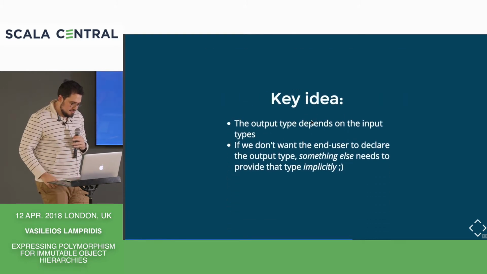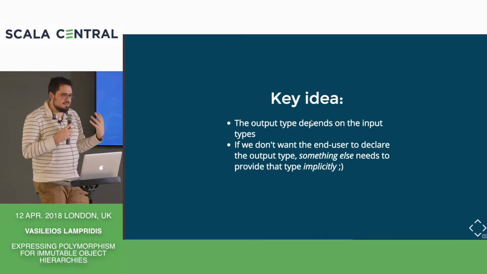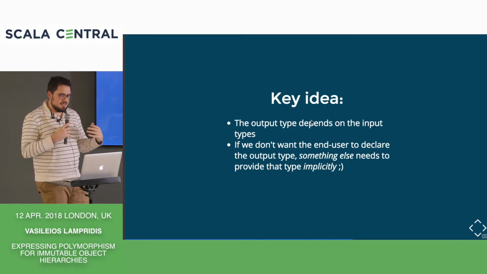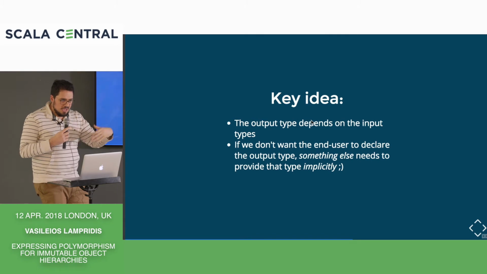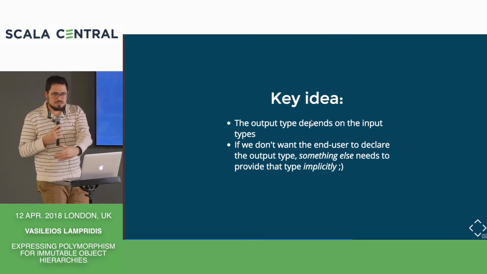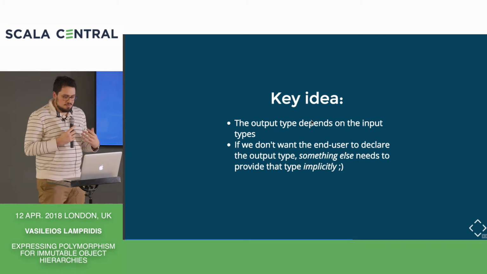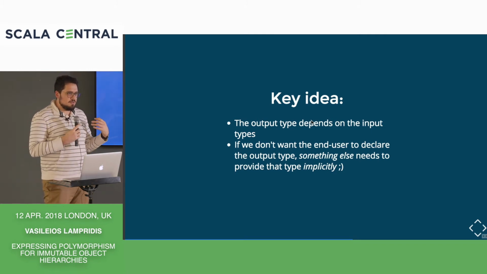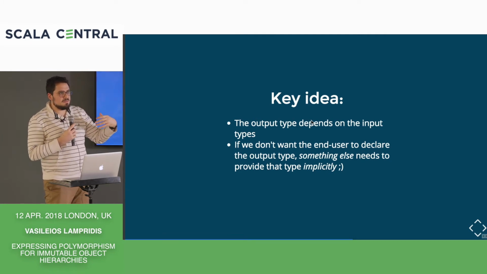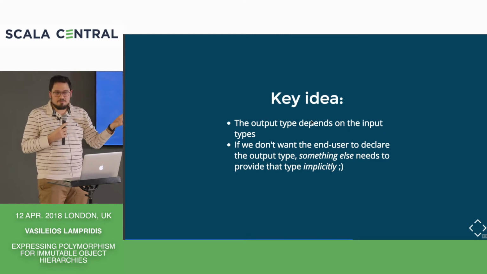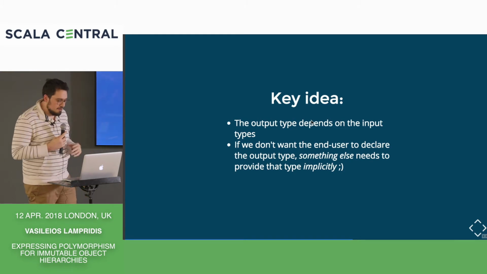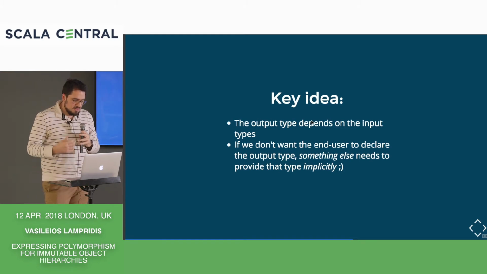And let's see. The key idea is that if we were to express the multiplication or division, like I said before, on the abstract quantity and not have to implement it on its concrete quantity, we would need some way to drive the output type based on the input type. So if I have time and multiply it with power, I'm expecting to get back energy, but only if I multiply it with time. If I multiply it with something else, I would expect something different, or a compiler error.